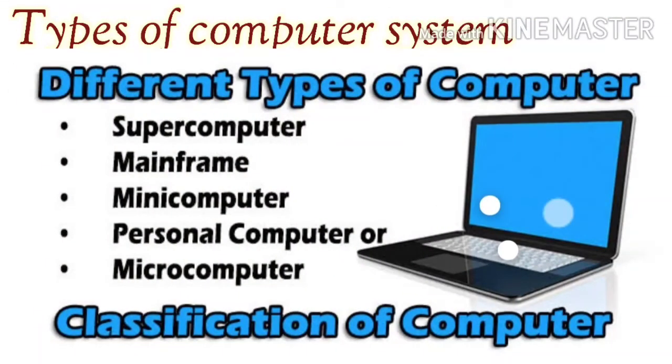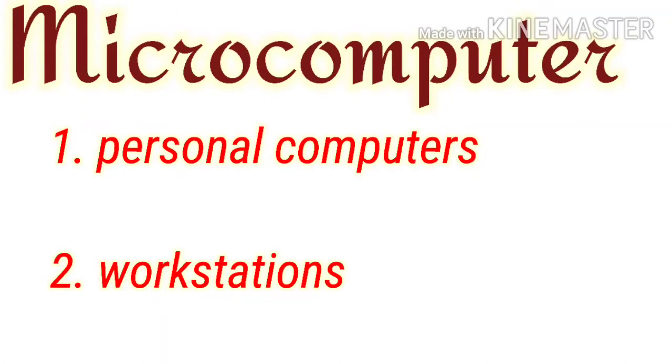Types of computer system: supercomputer, mainframe, mini computer, personal computer, or microcomputer. First, we are going to see microcomputer. It has two types, personal computer and workstation. First is personal computer. A personal computer is a microcomputer designed to be used by a single person.